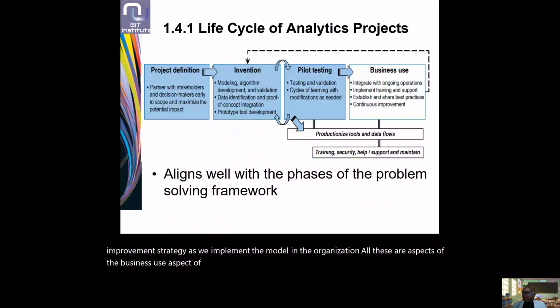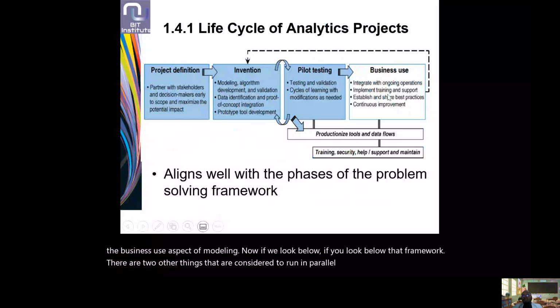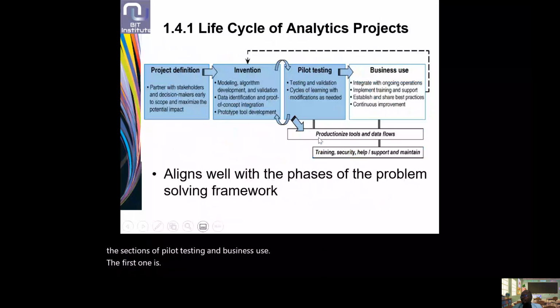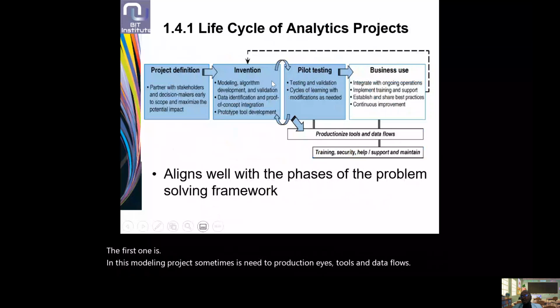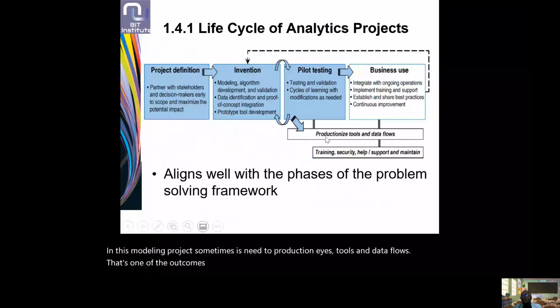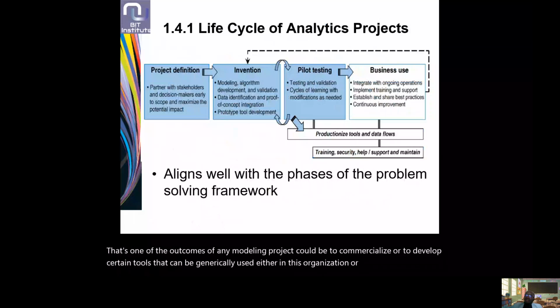Now, if you look below that framework, there are two other things that are considered to run in parallel, especially when you consider the sections of pilot testing and business use. The first one is that in this modeling project, sometimes there's need to productionize tools and data flows. One of the outcomes of any modeling project could be to commercialize or to develop certain tools that can be generically used either in this organization or in different departments or in other organizations.